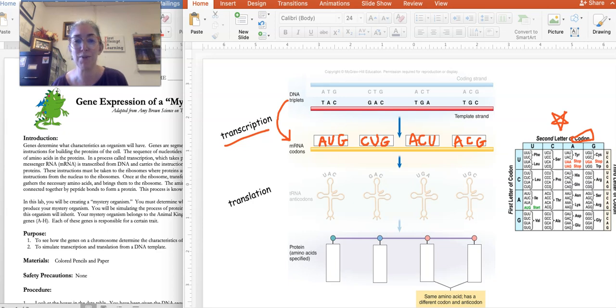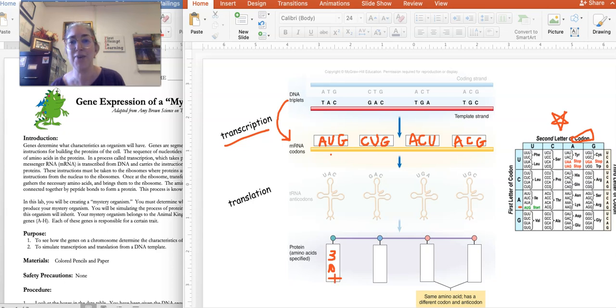So let's start with the first one. We've got AUG. And we look at this table and we see AUG is right here. AUG is the start codon. Another table will tell you, the one in the lab will also tell you that that also means methionine. So this is the start, and it codes for methionine. I'm going to try to draw it going this way. The three-letter code for methionine is MET.